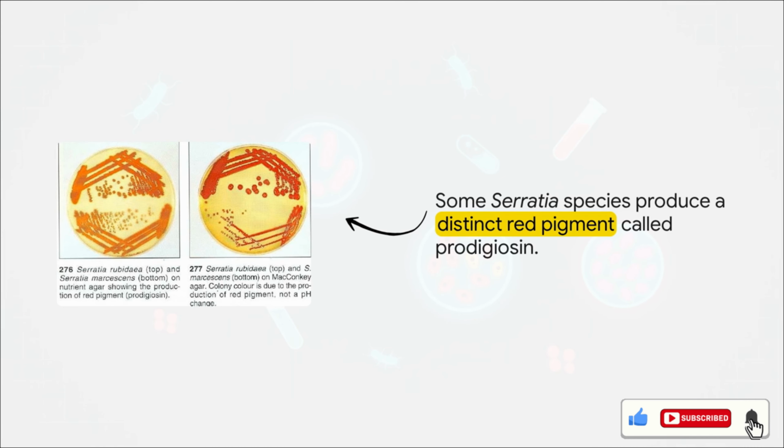And then you have some bacteria that just like to show off. Certain strains of Serratia marcescens produce this beautiful, distinct red pigment. And that color isn't from a pH indicator. That's the bacteria itself making it. You tend to see this most often when the plate is incubated at room temperature.